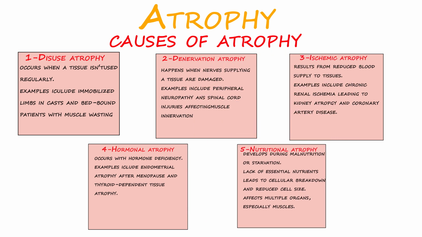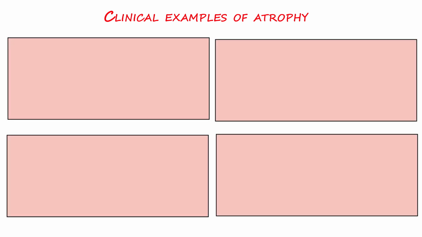To summarize, the 5 major causes of atrophy are disuse from lack of activity, denervation from nerve damage, ischemic from reduced blood supply, hormonal from hormone deficiency, and nutritional from malnutrition or starvation. Clinical examples of atrophy present in various tissues and organs, with distinct manifestations and degrees of reversibility.